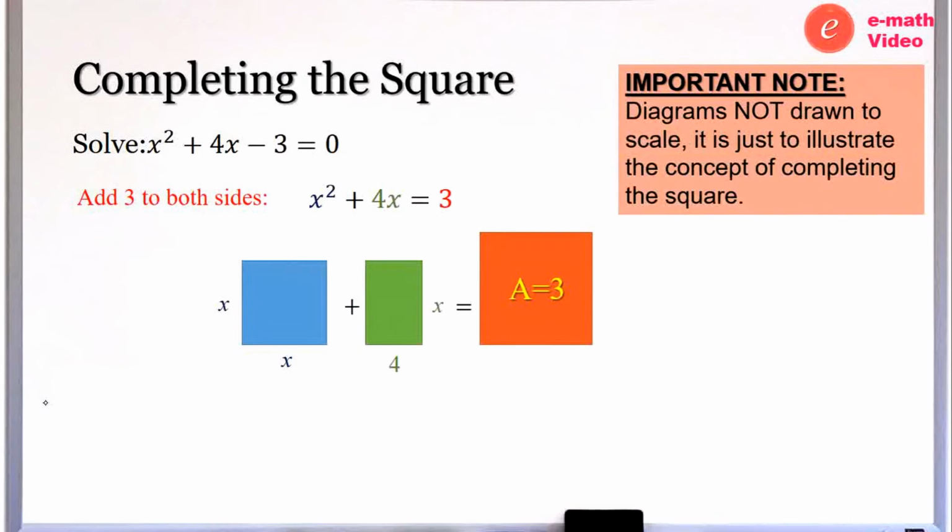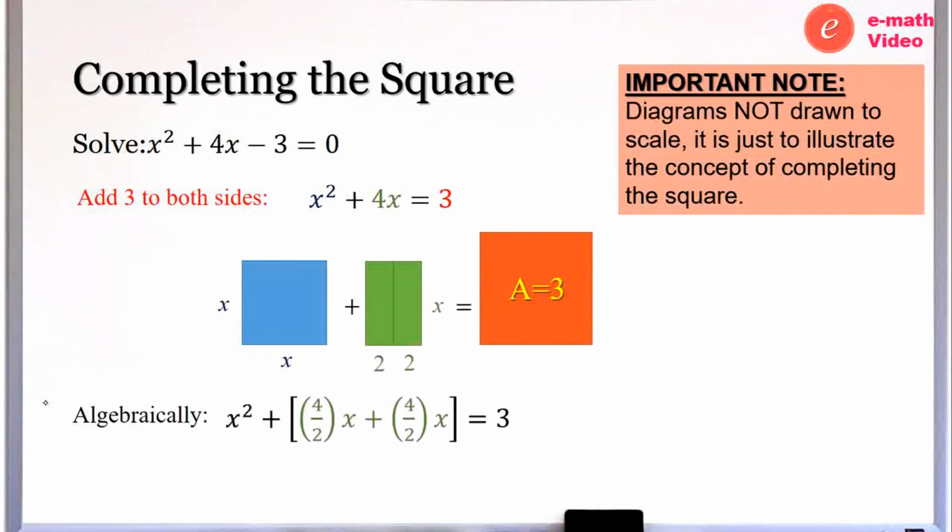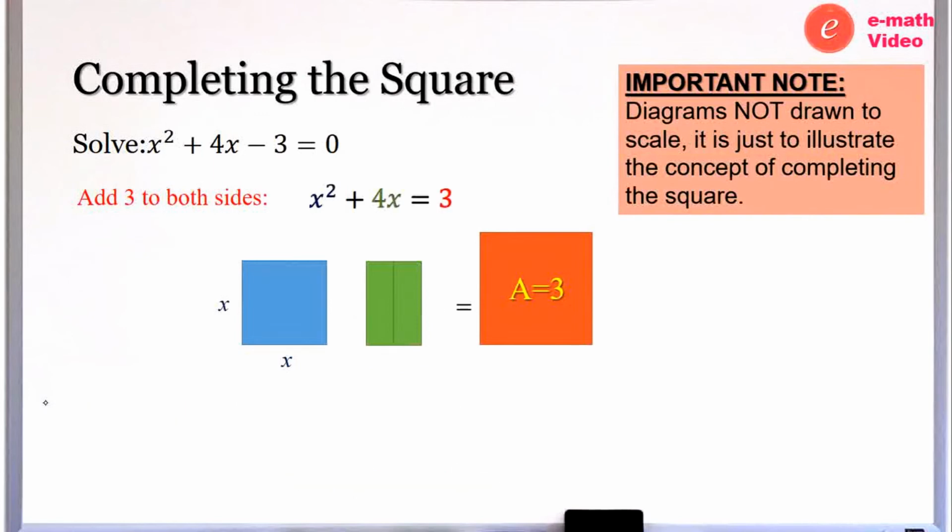Because the total area of the blue square and green rectangle equals the area of the orange square, what we have to do is to combine the two shapes on the left hand side into one shape. As you can see, the blue square and green rectangle have a common side which is x. The trick here is we will split this green rectangle into half. Each of them has a length of 2. Algebraically, it is 4 divided by 2, and x squared plus 2x plus 2x equals 3.